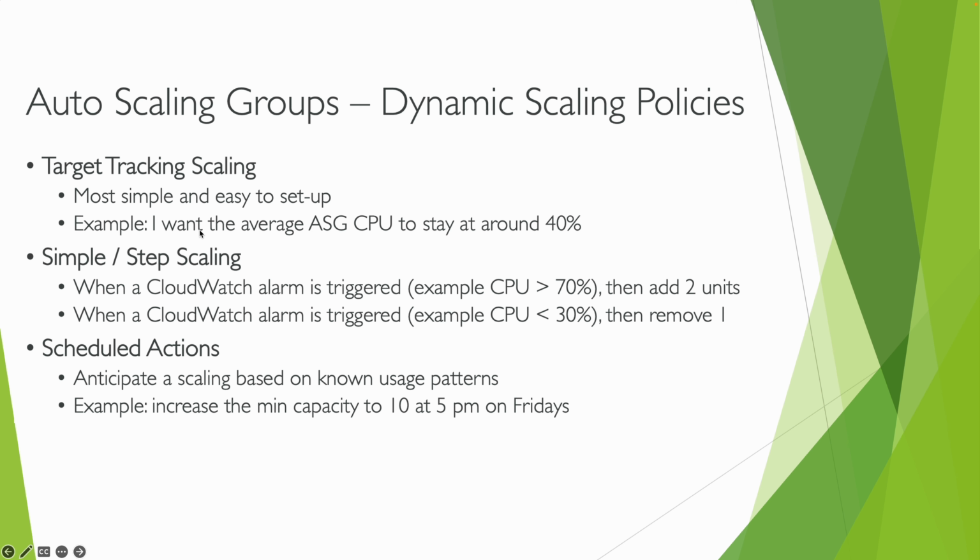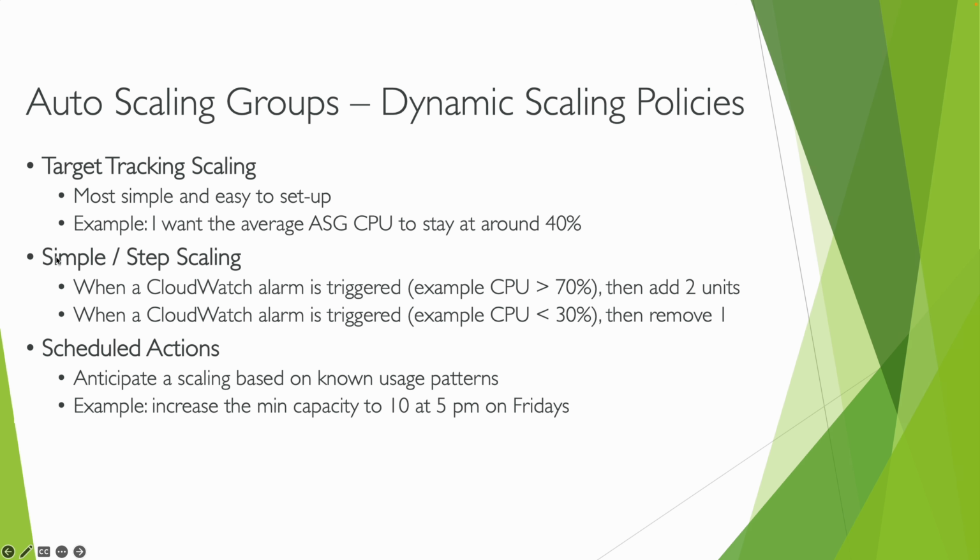An example is, I want the average auto scaling group CPU to stay around 40%. So if any instance in the auto scaling group crosses 40%, then it will be scaled, and we will add another instance. Here we can put any percentage. If your instances are crossing 80% CPU usage, you can trigger and add an instance to your auto scaling group. So this is one thing.